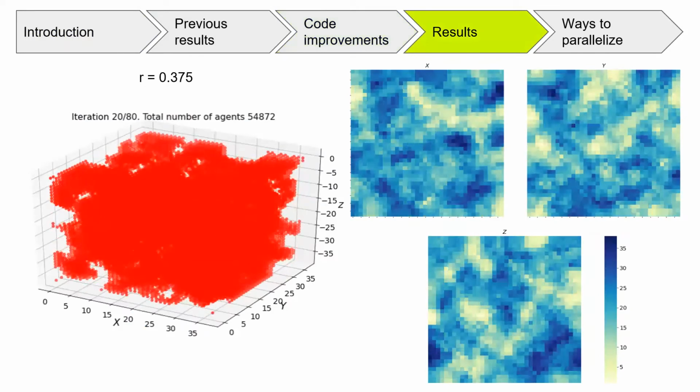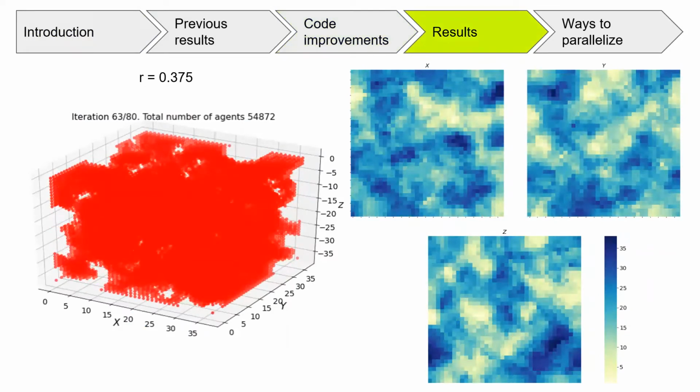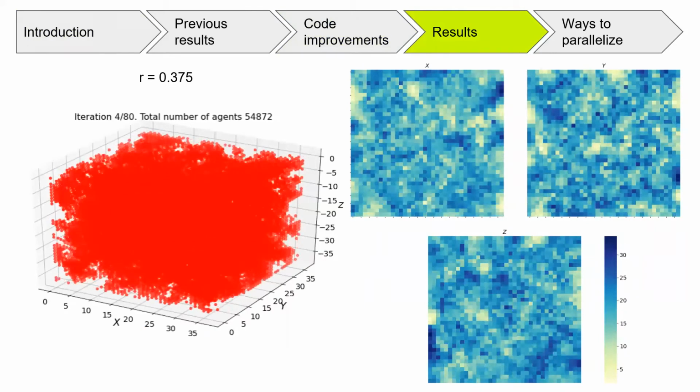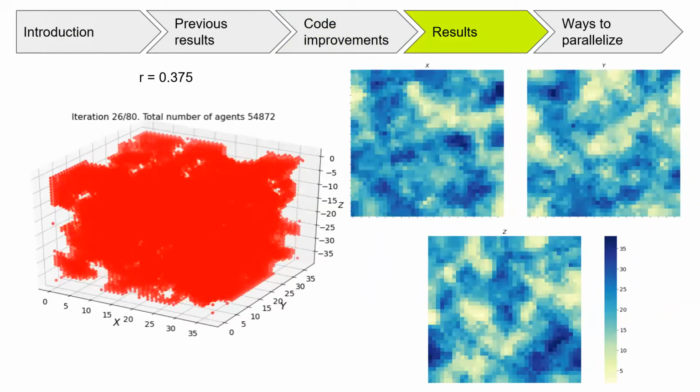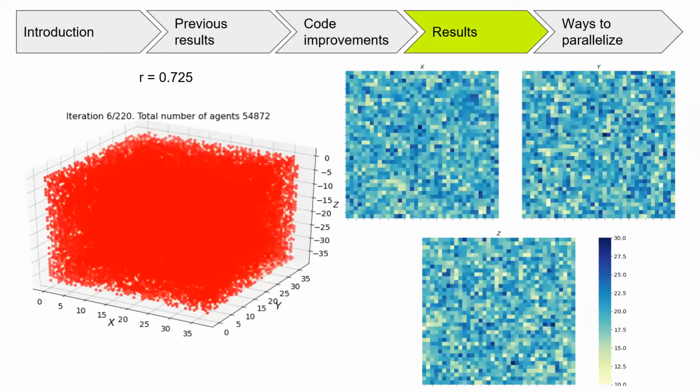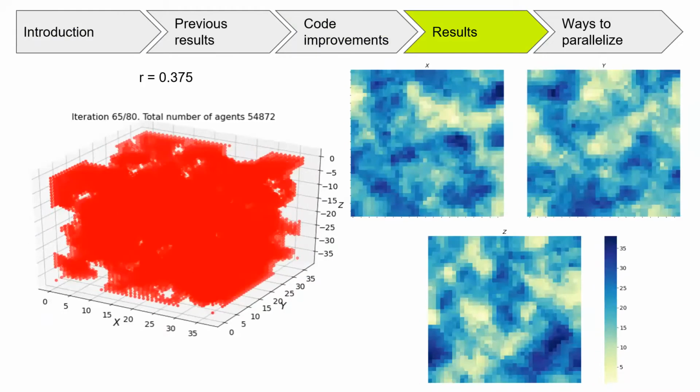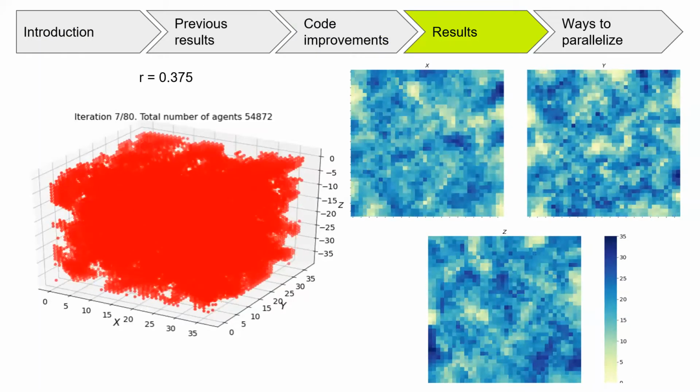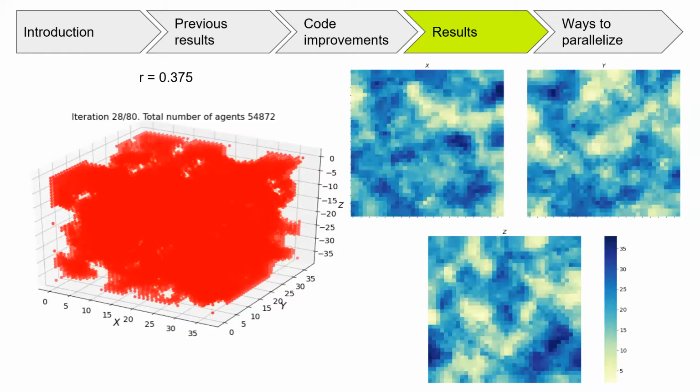As a result, we get these 3D GIFs you can see on the slide, and the first slide will show you the GIF for R equal to 0.375. We can see that in the beginning there are a few permutations, and then the situation became stable because the value of R is quite small.